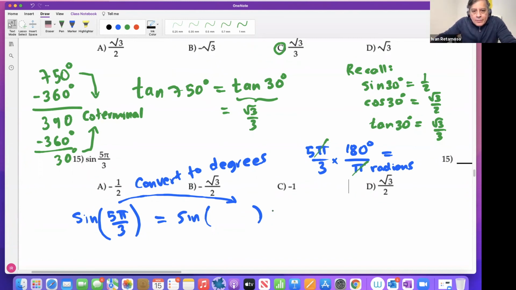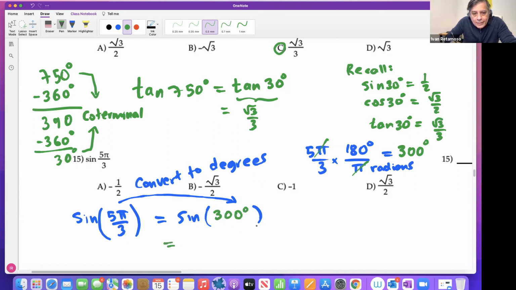Okay, guys, let's do it together. When you convert 5 pi over 3 radians to degrees, after canceling pi, multiplying 5 times 180 divided by 3, 3 into 180 is 60, 60 times 5 is 300, so 300 degrees is the result of this. You can get it with a calculator as well. Now, I am after sine of 300 degrees then, right?